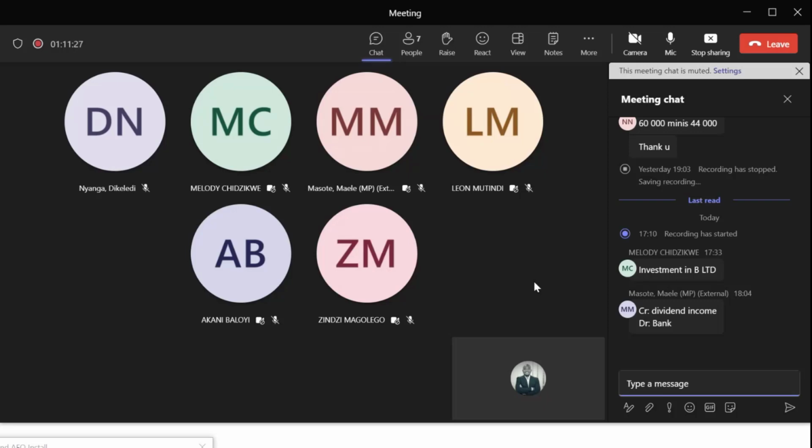Now, what journal entry will the subsidiary pass in their own individual books? The subsidiary. What journal entry would they pass when they pay out the dividends? So write the journal that the parent did. Write it somewhere in your book right now. Debit bank of 10,000, credit dividend income of 10,000.